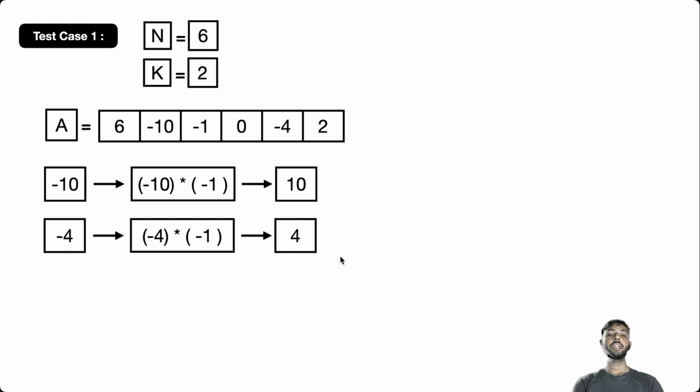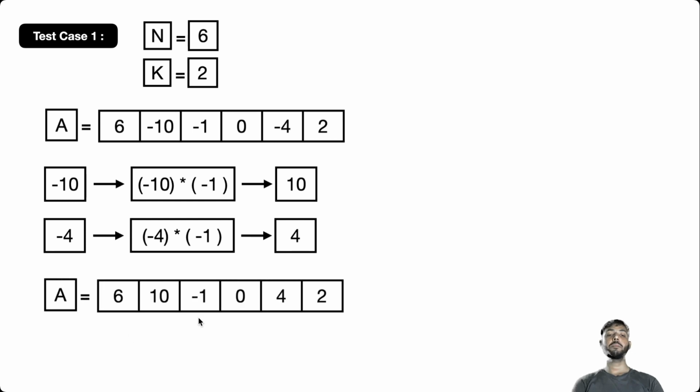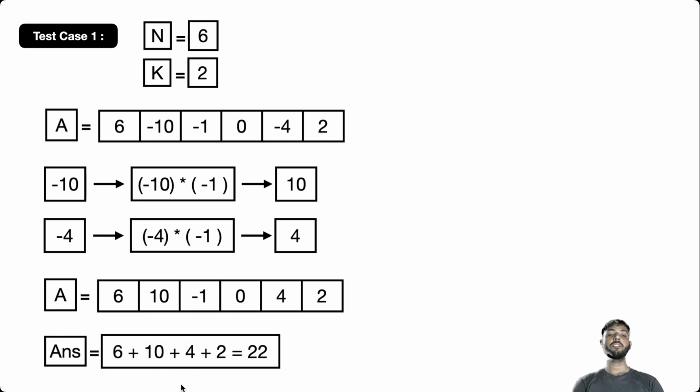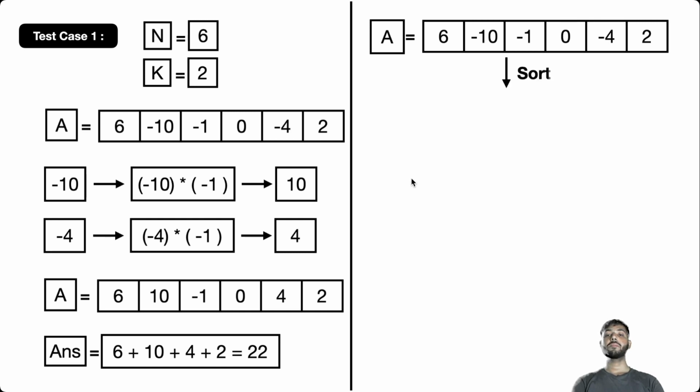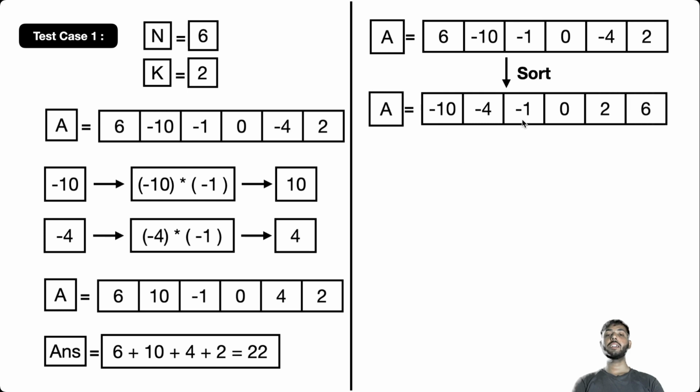Our updated array is 6, 10, -1, 0, 4 and 2. Now the subsequence which we'll select is 6, 10, 4 and 2. After adding the elements of the subsequence we get the sum 22. Now let's analyze it with our approach. We have the given array 6, -10, -1, 0, -4 and 2. The first thing which we need to do is sort the elements. After sorting we get the array -10, -4, -1, 0, 2 and 6.